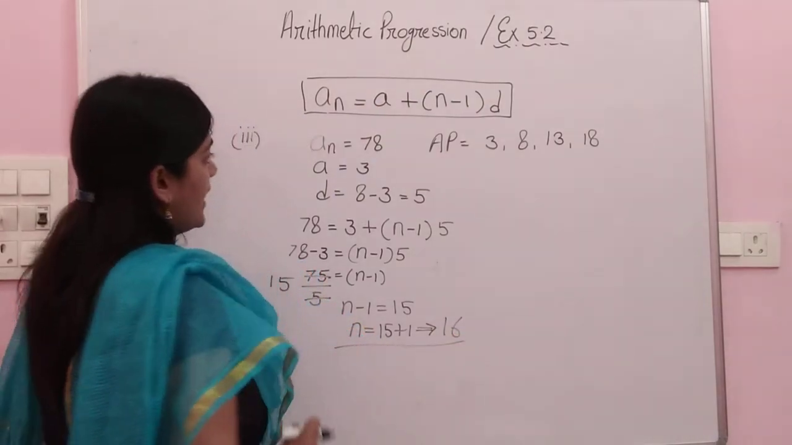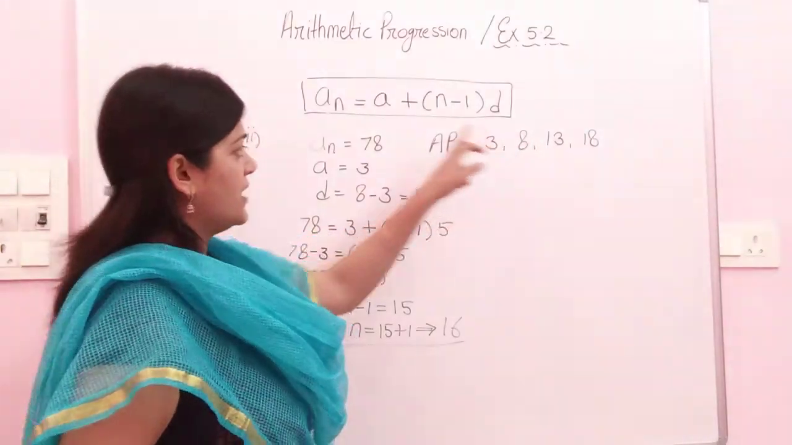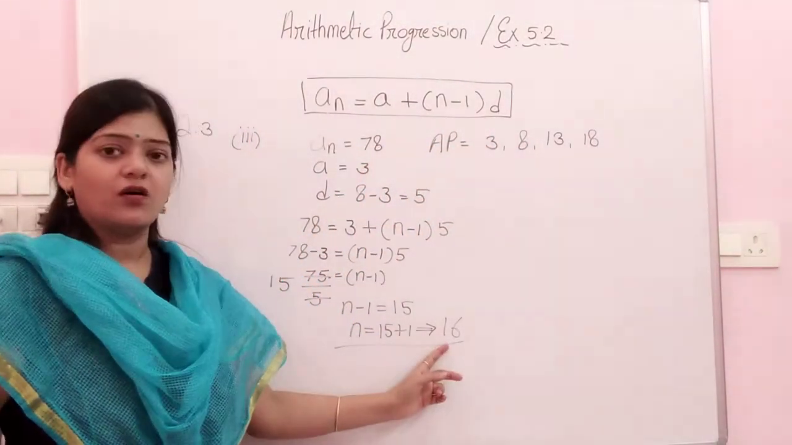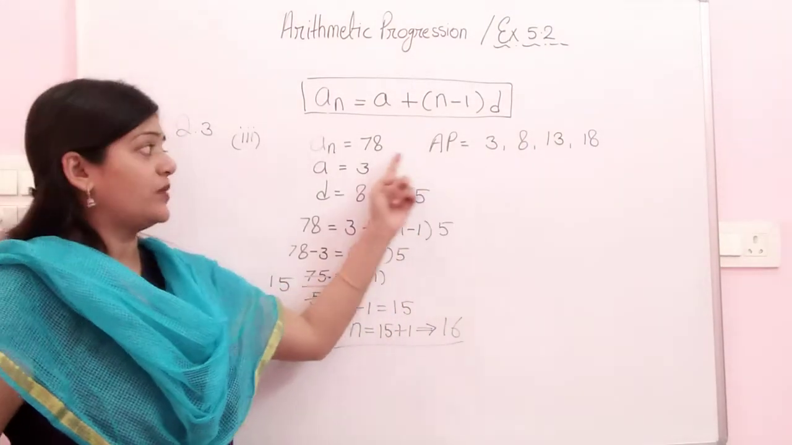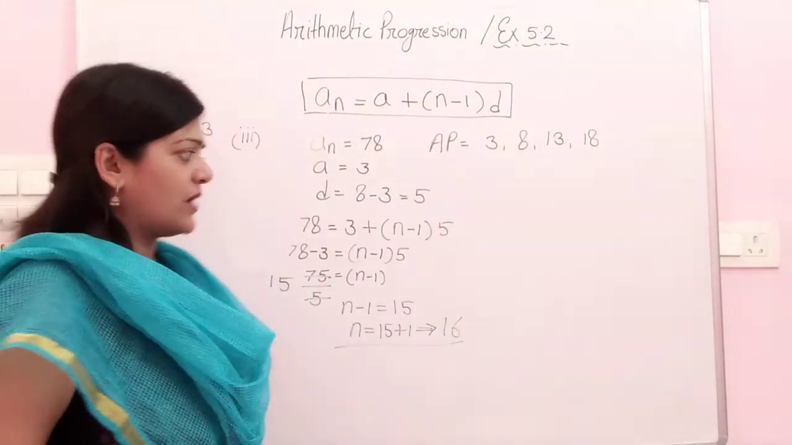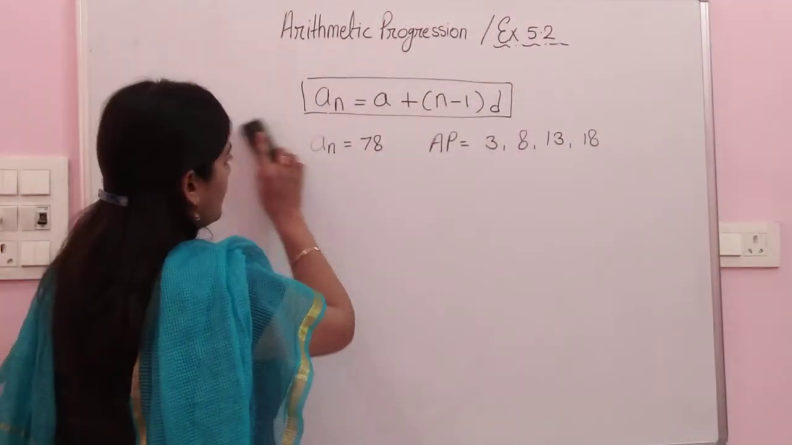This is your n. It means the 16th position of this AP is equal to 78. The 16th position of this AP would be equal to 78. Simple. So I am expecting that you can solve any type of question by using this formula.